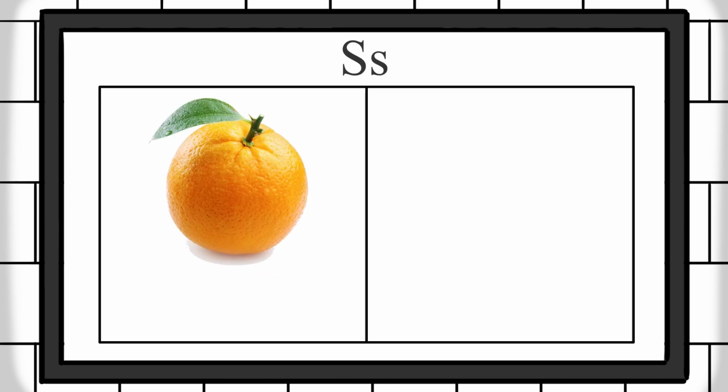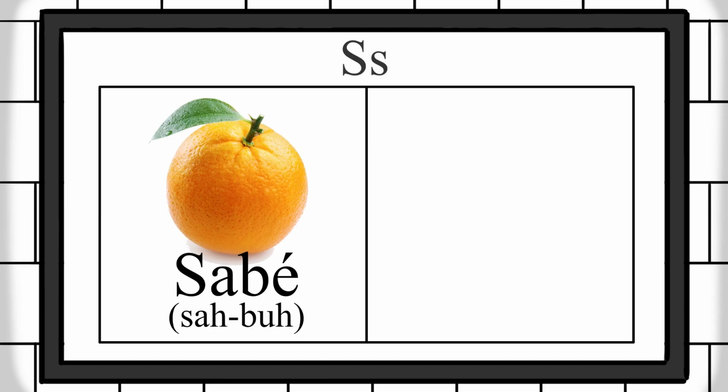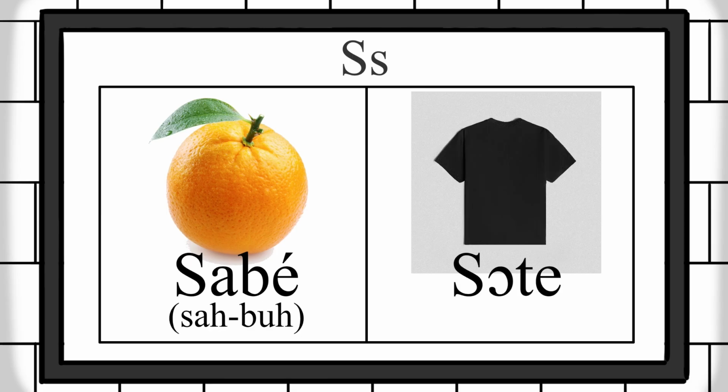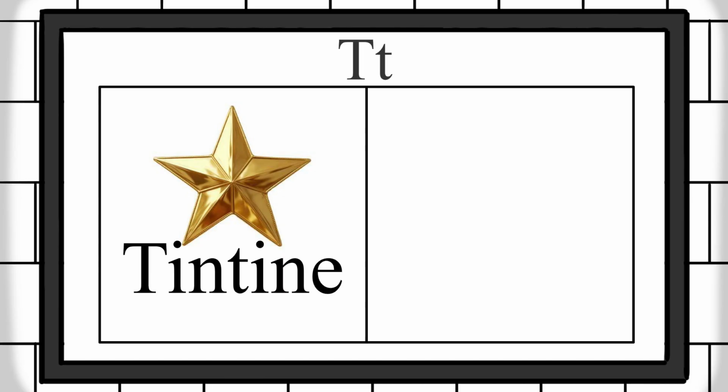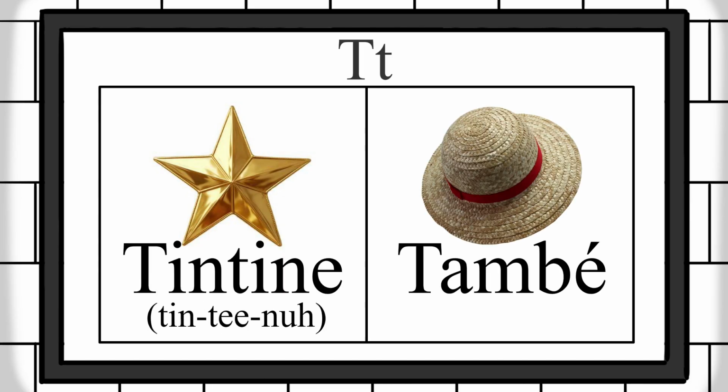For S, I have an orange, which is sab, sab. And then a shirt, which is sata, sata. For T, there's a star, which is tintina, tintina. And then hat, which is tamba, tamba.